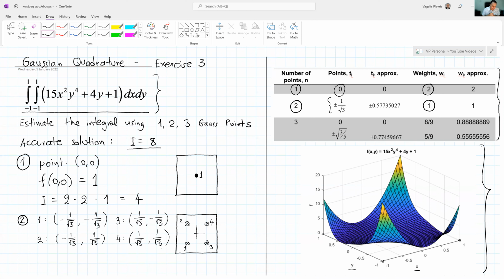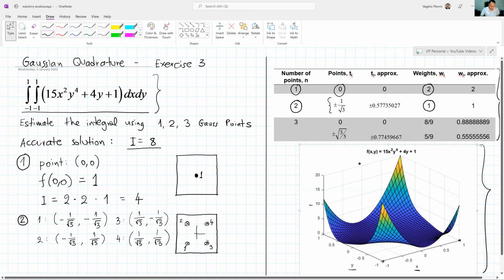Using two variables, I have to multiply the weights. So in every case, it is 1 times 1, which is again 1. So it is rather easy to calculate again the values of the function and then multiply to find the integral.